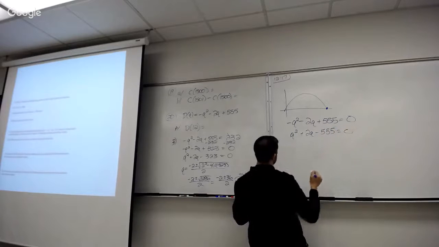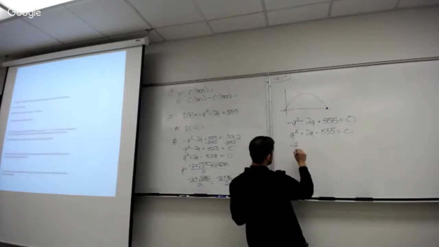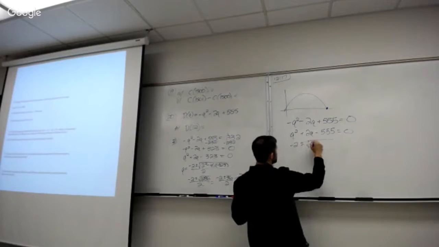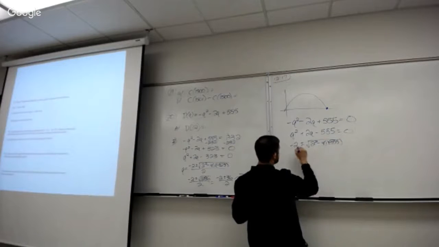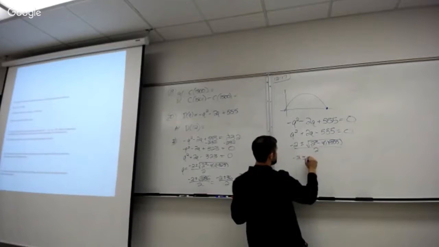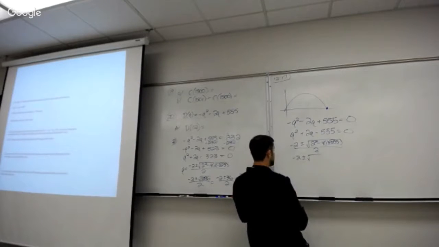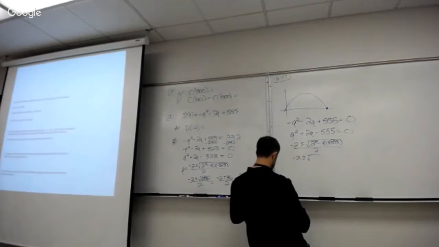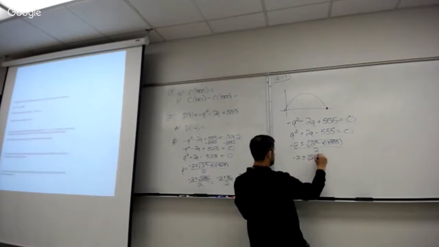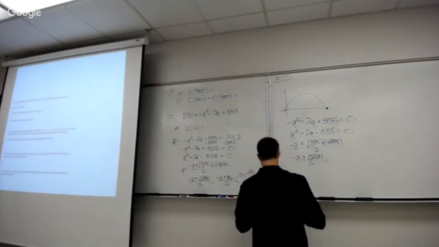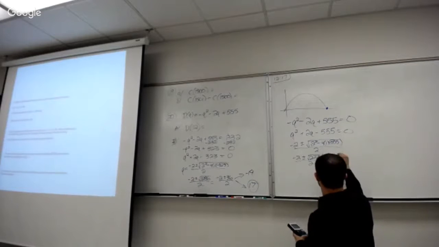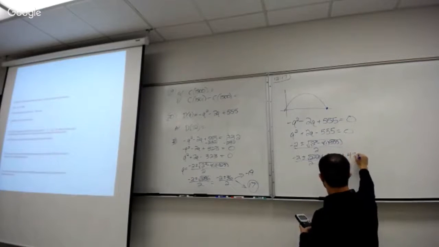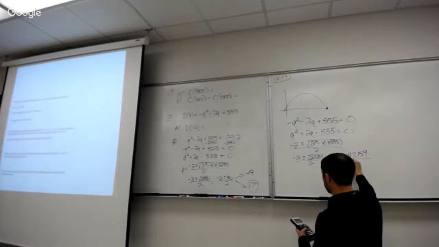This one I do not believe factors. So this one we really do need to do the quadratic formula, -2 plus or minus the square root of 2 squared minus 4 times a times c. I don't think this one will turn out, so you just have to use your calculator. 4 plus 4 times 555, 2224, all over 2. Which is -2 plus or minus 47.159.